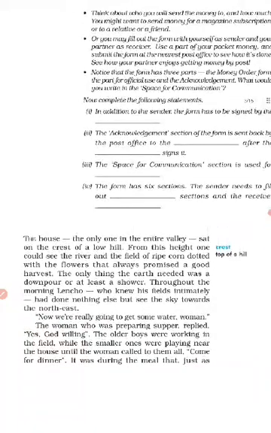The house, the only one in the entire valley, sat on the crest of a low hill. From this height one could see the river and the field of ripe corn dotted with the flowers that always promised a good harvest. See here, the only house is there in the entire valley, sitting on the crest of the low hill. From the height he could see the river and the field of ripe corn, corn dotted with the flowers that always promised the good harvest of corn.